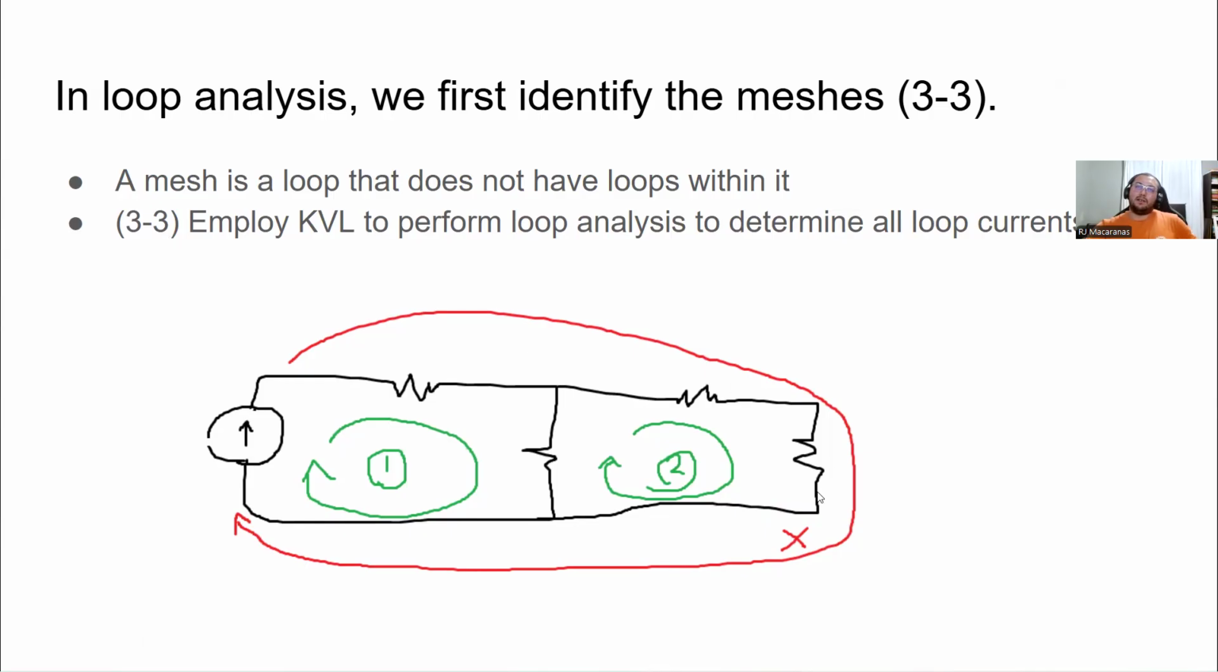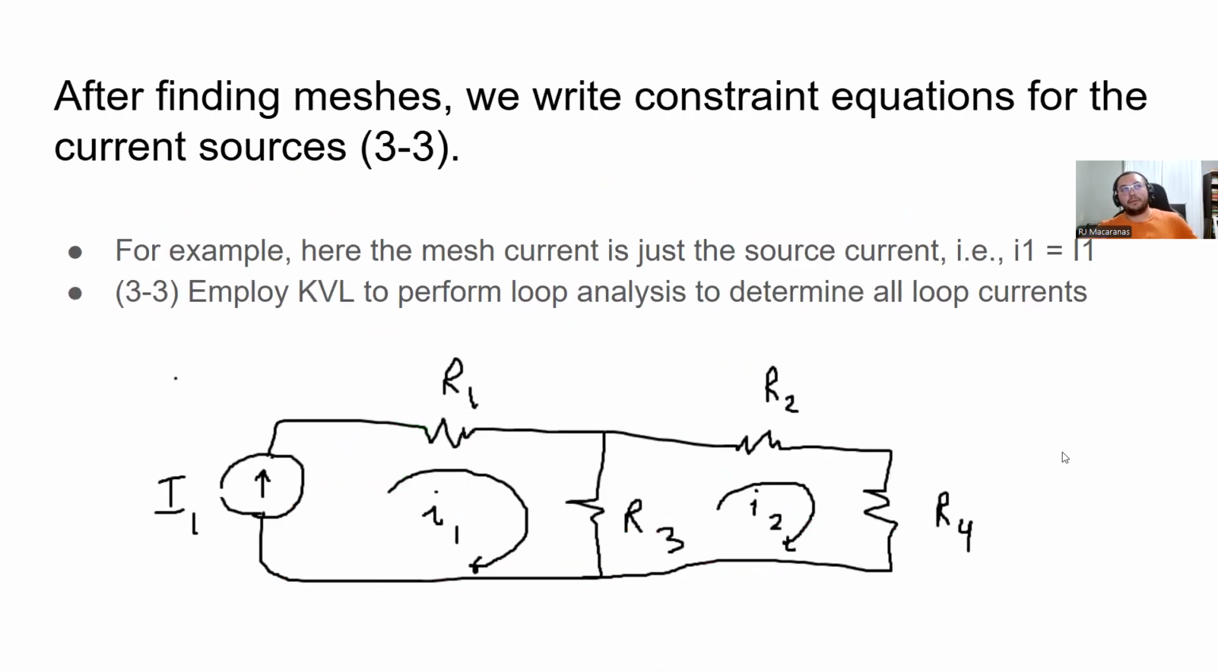And this outer loop is not a mesh because it has another loop within it, loop one. So that's not a mesh. Once we've found all the meshes, we write these constraint equations for the current sources. So it's a little bit different than the nodal analysis.